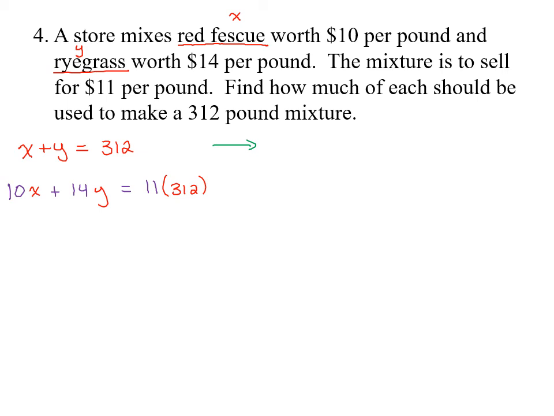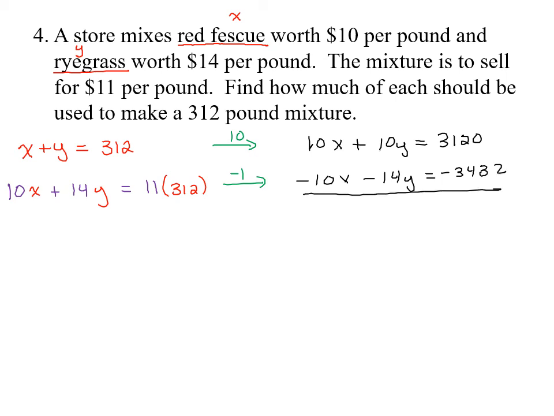So the top one will get multiplied by 10 because there's a 10 in front of the x. The bottom one will get multiplied by 1, but we'll make it negative so they'll cancel. So I'll end up with 10x plus 10y equals 3120 because I multiplied by 10. The bottom will give me a negative 10x minus 14y, and I'll get 11 times 312, which would be 3432, which will be negative 3432 because of the negative 1 I'm multiplying across.